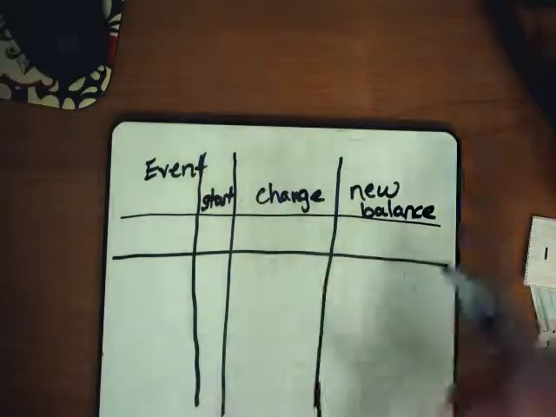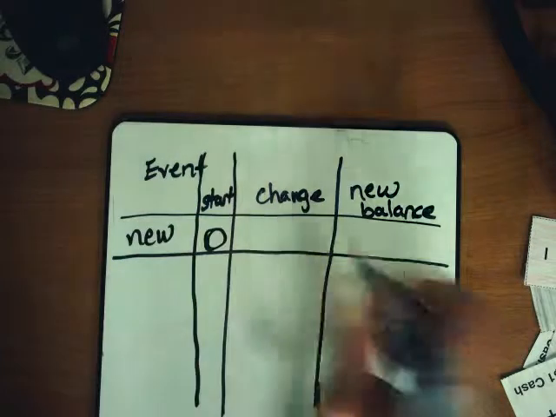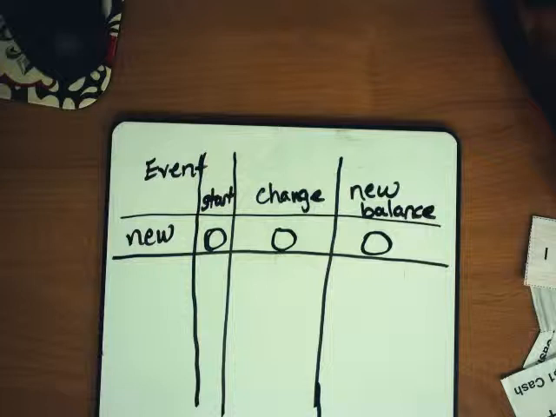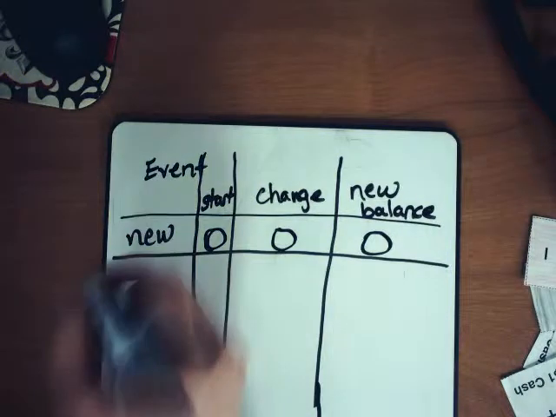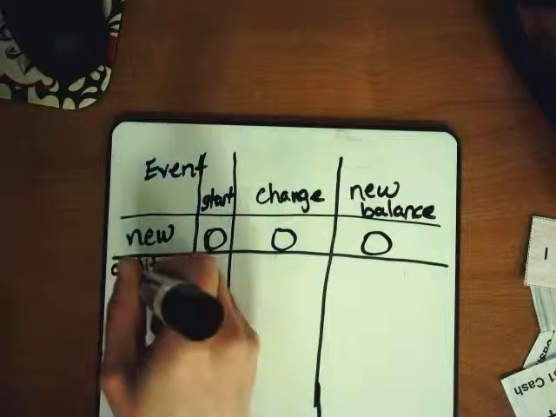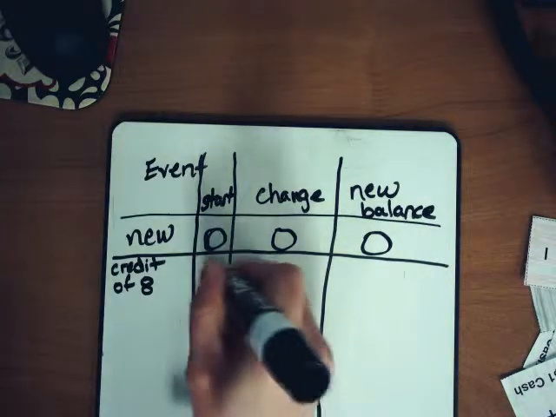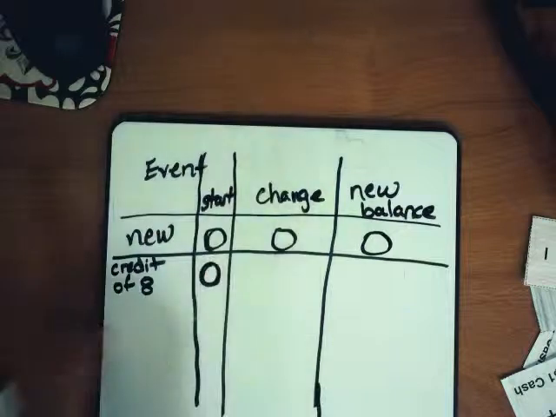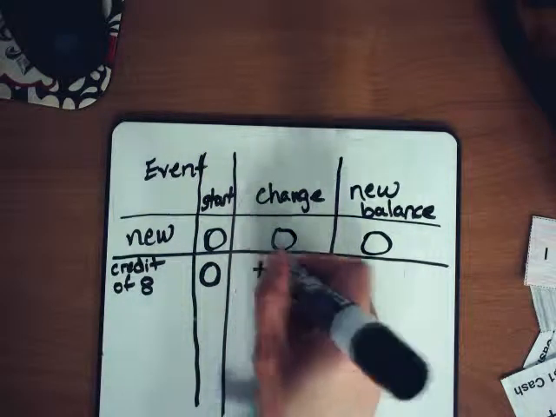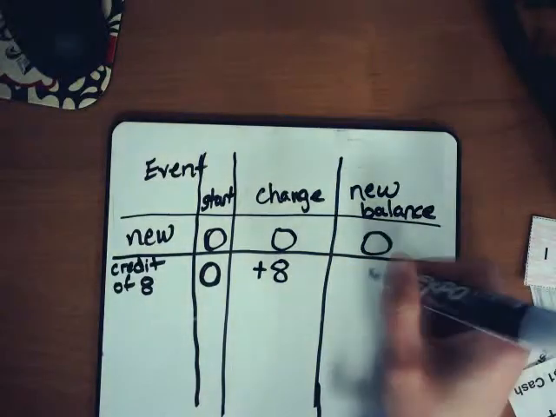So in this first row, we start a new business. We start with $0, $0, $0. Okay? Then we get a credit of $8. So I started with $0. A credit, if you remember, is adding. So we're going to change. We're going to add $8. So our new balance, friends, is what? 8, right?